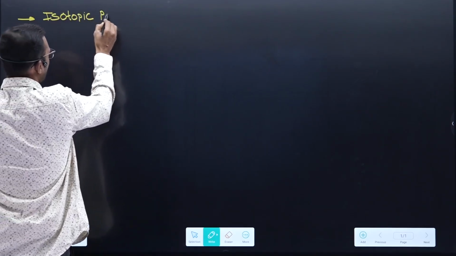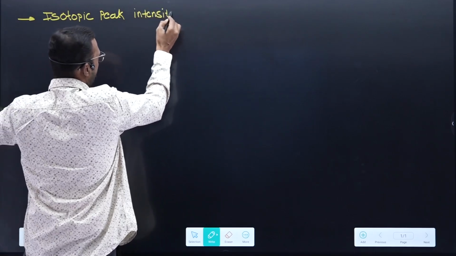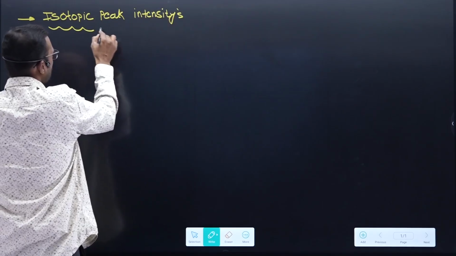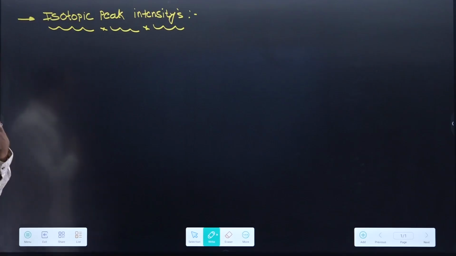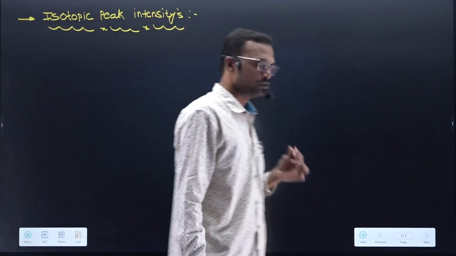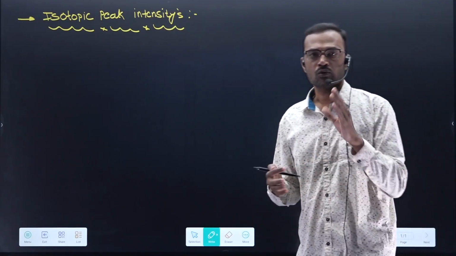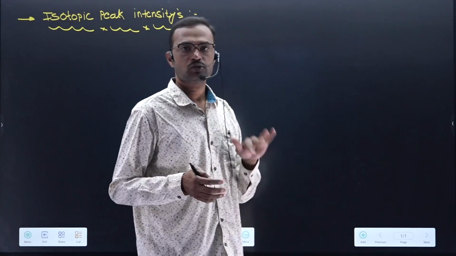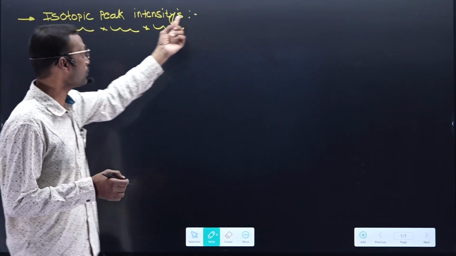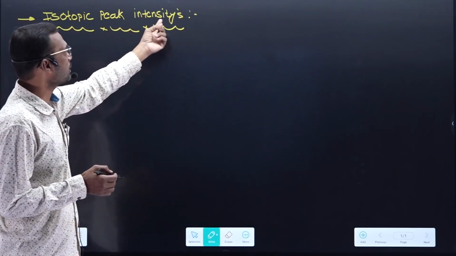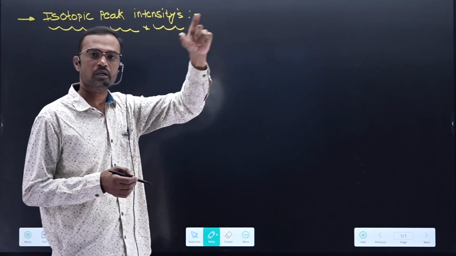Isotopic peak intensity. So how to calculate isotopic peak intensities in mass spectrometry? Generally, isotopic peak intensity depends upon two factors. First factor is what type of abundance is there for the heavier isotope, and second, how many such elements are present in the given molecule. These two factors decide the isotopic peak intensity with respect to the molecular ion peak intensity, if the molecular ion peak intensity is assumed as 100%.